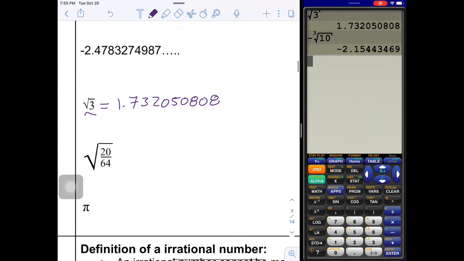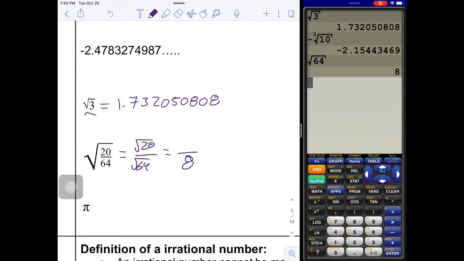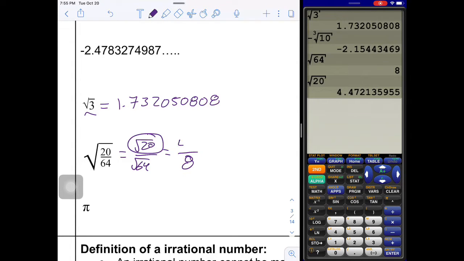Here we can see that we could break this apart to square root 20 over square root 64. Square root 64 here is actually a perfect square. If we plug that in our calculator, you'll get 8. But square root 20 is not. So if I do square root 20, well, that gives me 4.4721 and no sense to it at all. So since this top number is not an integer, this is not rational. So this is irrational. It's kind of like pi.